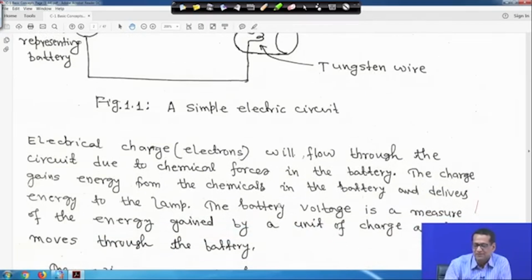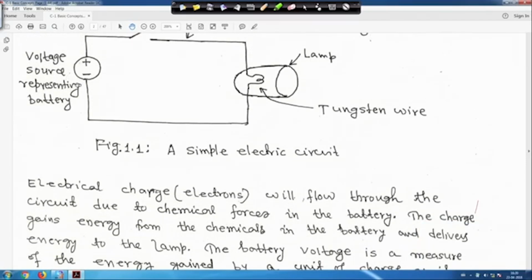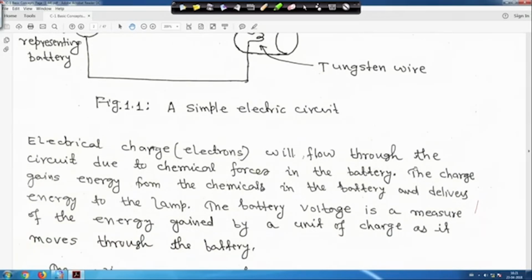Basically, electrical charge, that is electrons, will flow through the circuit due to the chemical forces in the battery. In physics you have studied batteries, right. Here we will not cover the chemical reactions, but whatever we have learned from there, we will talk about that. So, electrons will flow through the circuit due to the chemical forces in the battery.